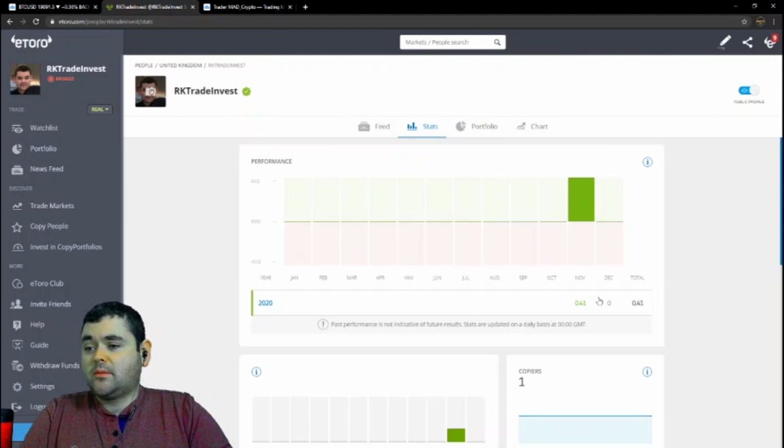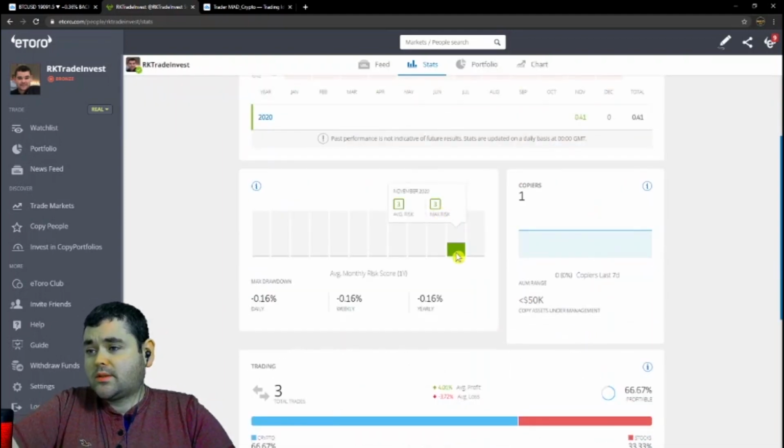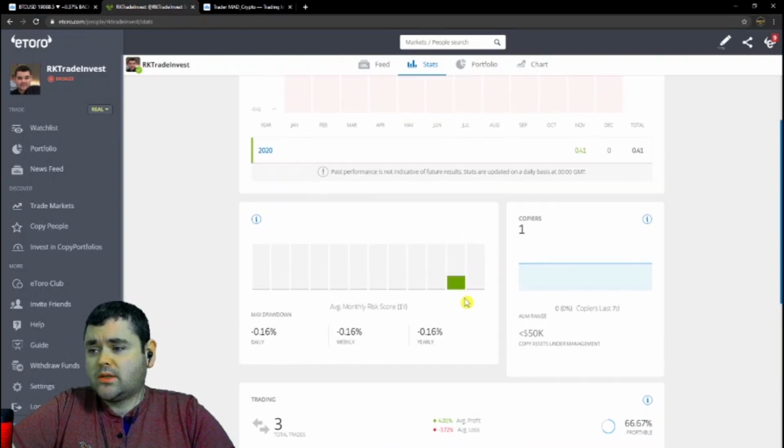Now if you just go down the page, you can see my risk score for November is 3, so that's well within the green region. I think if you go to 4, the outline turns orange, and if you go to 5 or 6, it turns red. But 3 is a good risk score.